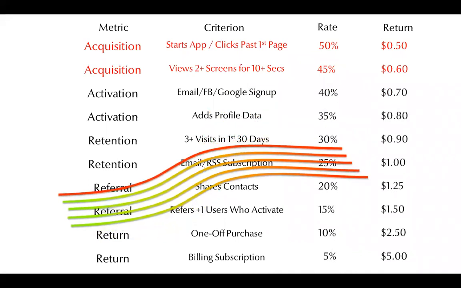So acquisition effectively suppresses activation. We can't activate people we haven't acquired, and that suppresses retention. You can't retain people you haven't activated. You can't get referrals from people you don't retain, and you won't get return unless you've got those people in the ecosystem. So basically that squishes everything. So here, the bottleneck is acquisition. We should be focusing on that.